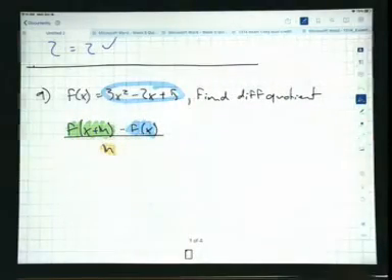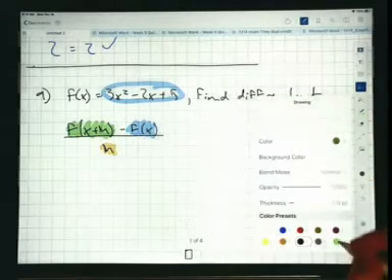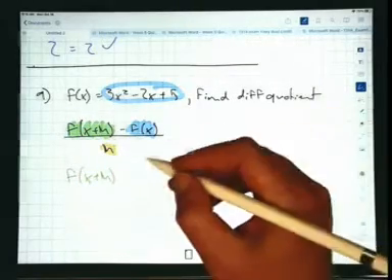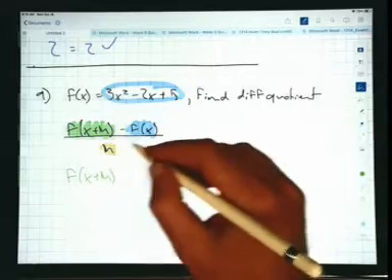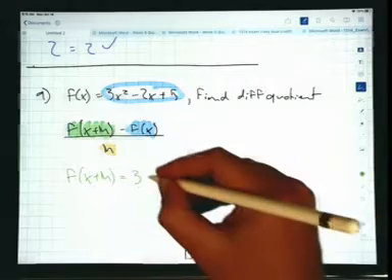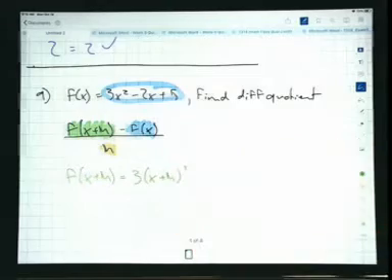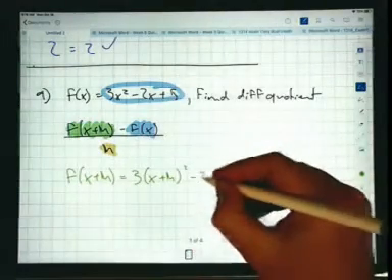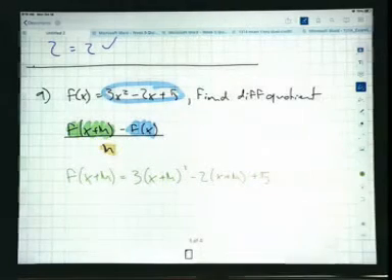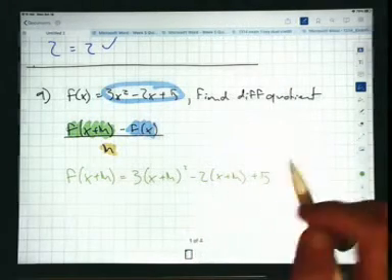The first thing I'm going to do is find that f of x plus h. So f of x plus h is telling me to plug in x plus h for all of my x's. Everywhere you see an x, you're going to replace that x with x plus h. So instead of plugging in a number like 4 or whatever, you're plugging in x plus h.